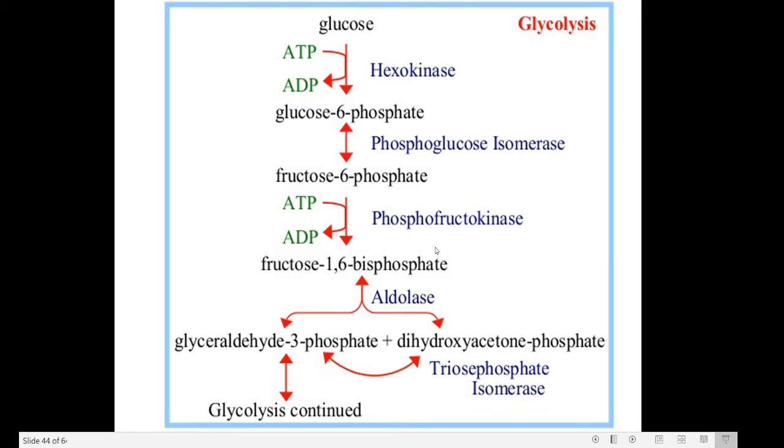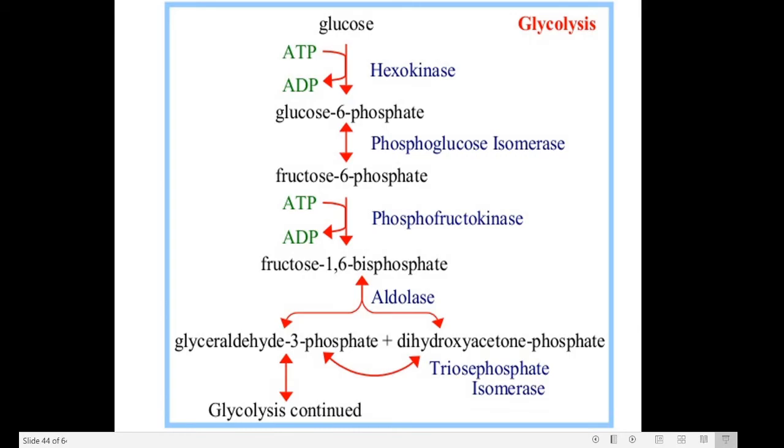Then phosphofructokinase. Phosphofructokinase converts fructose 6 phosphate into fructose 1,6 bisphosphate. This 1,6 bisphosphate is divided into two types, glyceraldehyde 3 phosphate and dihydroxyacetone phosphate. It happens because of aldolase.